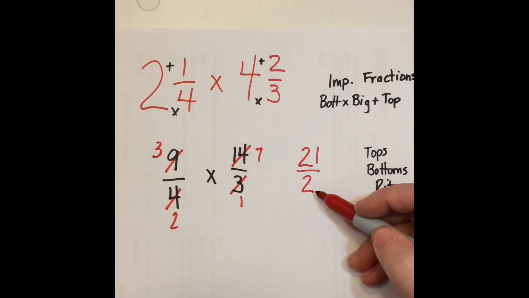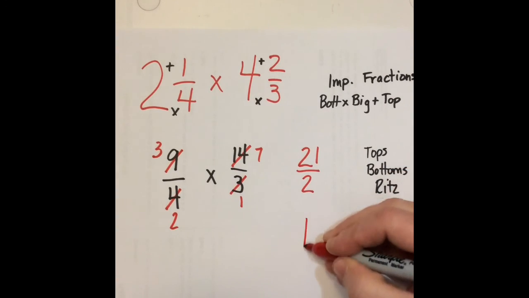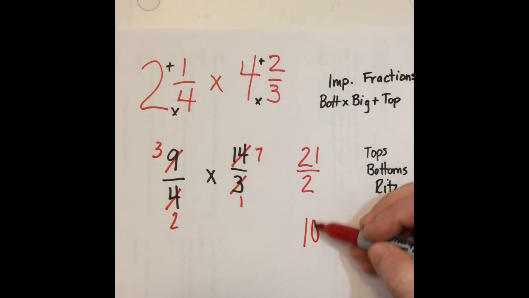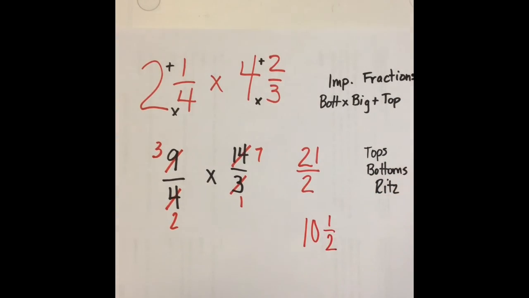So how many sets of 2 are in 21? How many times does 2 go into 21? It goes 10 times. 10 times 2 is 20, so I have 1 left over. All right, so no common denominators. Multiply your tops, multiply your bottoms, change all improper fractions and change all mixed numbers and whole numbers to improper fractions. Have fun!